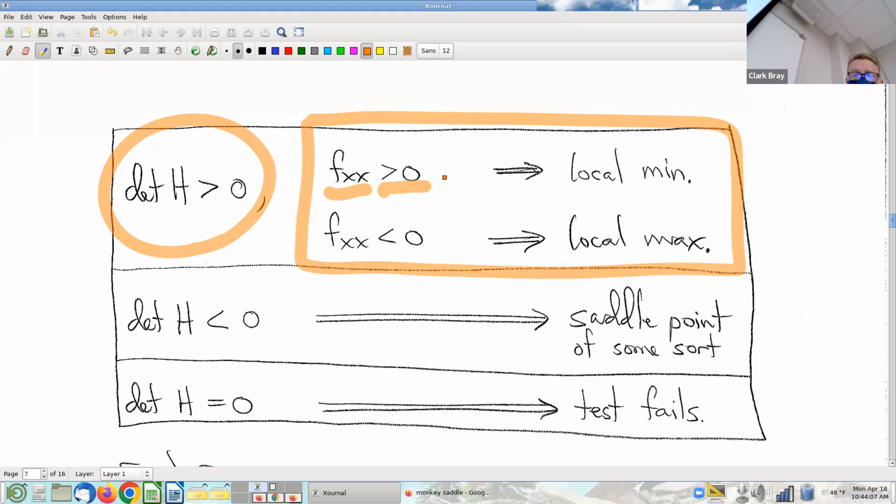And if it's positive, you get a minimum. And if it's negative, you get a maximum. That's the second derivative test from single variable calculus. Well, that works if your determinant is positive, but it is very conditional on that determinant being positive. Okay, so let's see this in action.